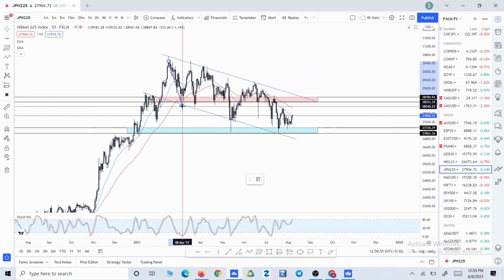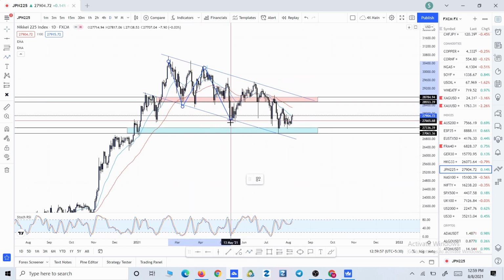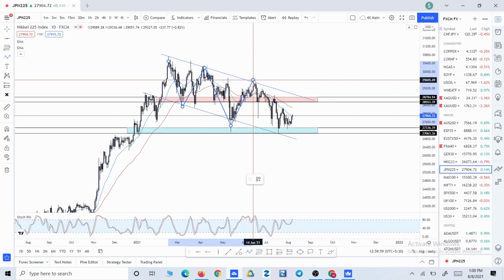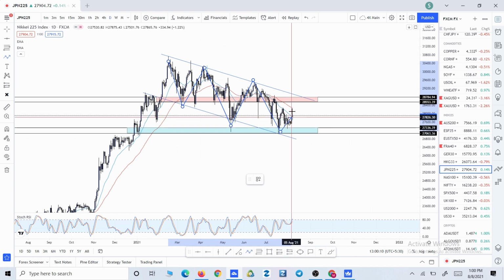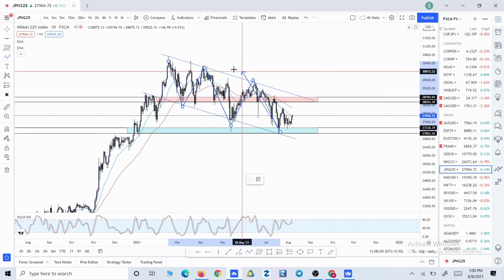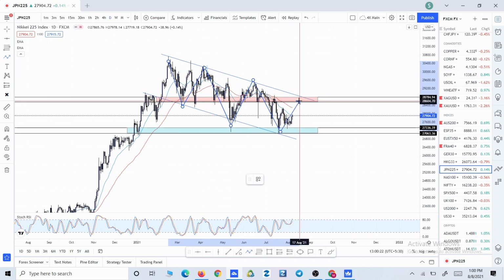Starting from here, we have the low, lower high, lower low, lower high, and right now the price is in this kind of range, but we can wait for the price to retrace back higher into this strong resistance zone, which already acted as a resistance in the past and was retested multiple times. So that's going to be a very strong zone.